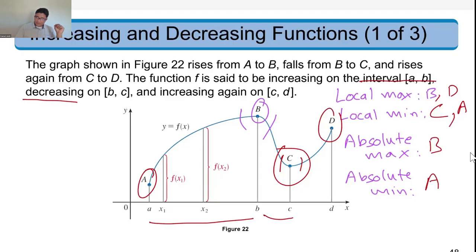Okay. The point is, not every local max is absolute max, right? There's only going to be one value of absolute max. You may have more than one point where the maximum takes place, but there is only one value of absolute max, only one value of absolute min. But you can have many more local max and local mins. Okay, that is the idea I wanted to discuss here.